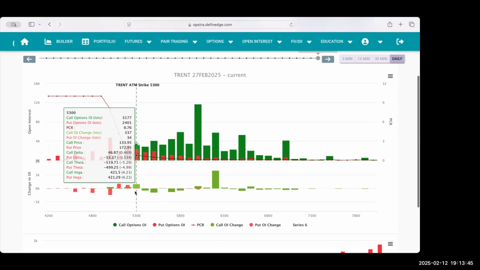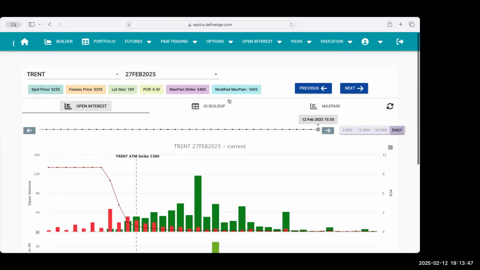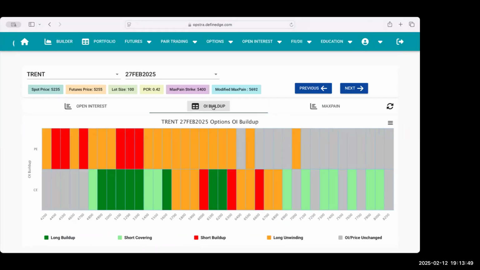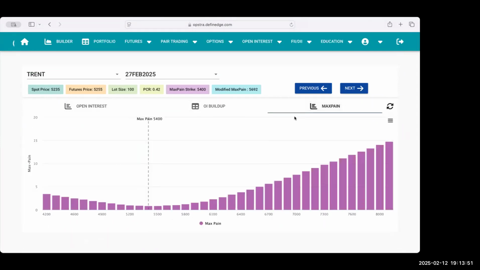Now you try to open up. Okay, let me open the option chain and I'll show you here how this works. This is basically OI buildup. This is max pain. So max pain is at 5,400. But 5,400 PE, how much is it now? Let me open the option chain. Around 234 rupees, one lot, which is around 23,000 rupees, one lot.